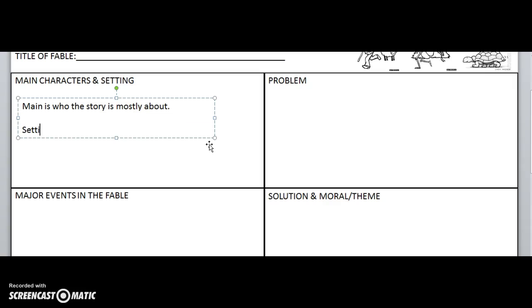Remember that the setting is where the story takes place. And if you're reading a fable, I can guarantee you more than likely your setting is going to take place outside.